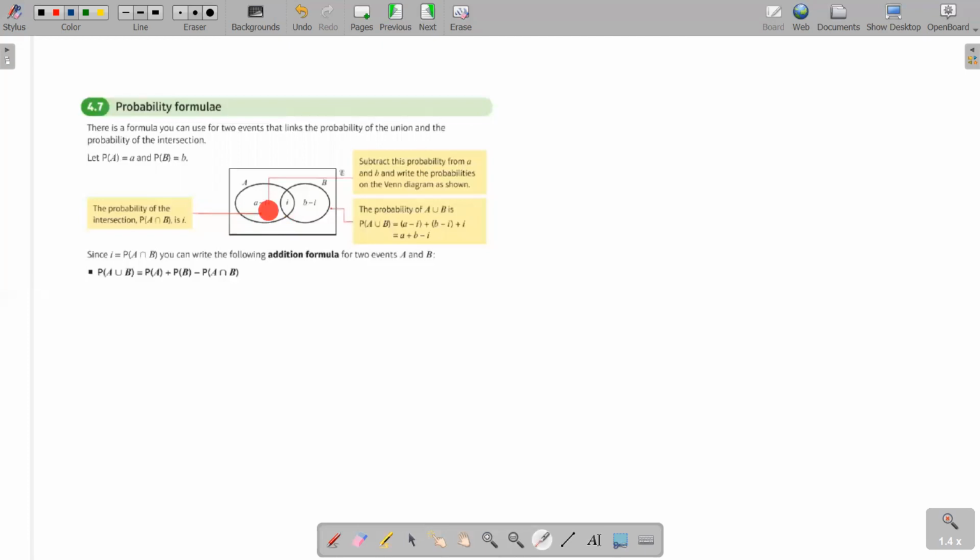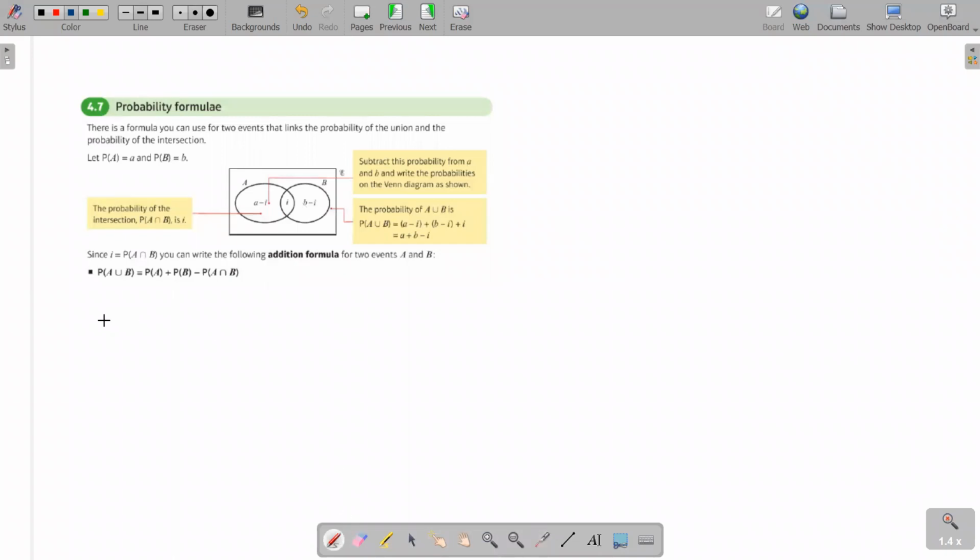You can see how they have marked A minus I, because the whole circle is A. From the probability A, you subtract this value I to get this region. And this whole circle is B. You subtract from B this I to get this value over here. So you can see what they've done here. Basically, you are adding all the regions.